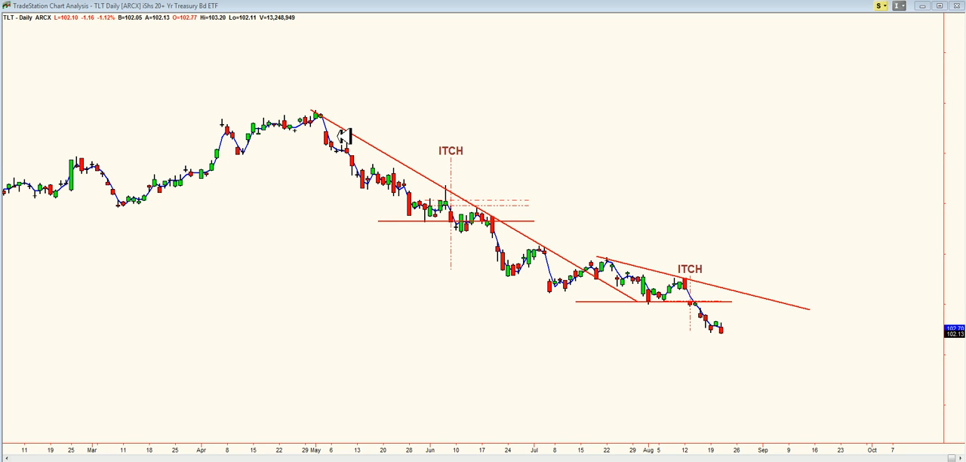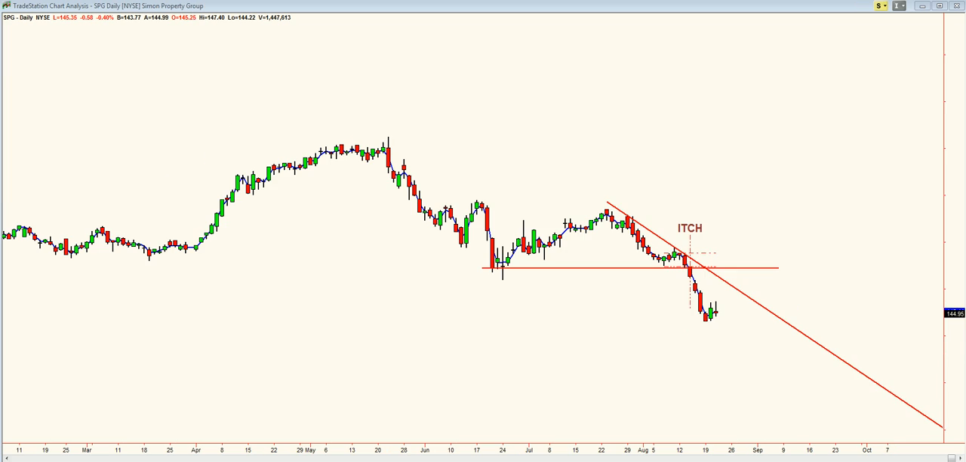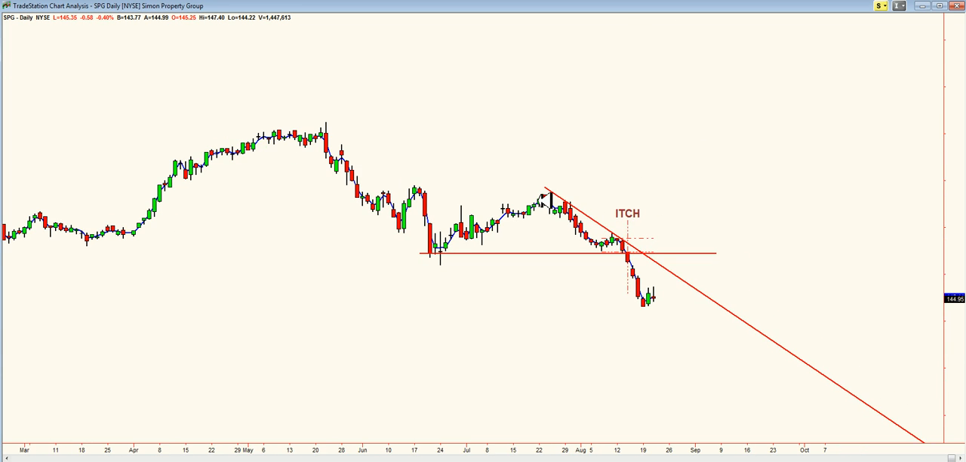This is TLT bonds. We had a nice push down, developed a downtrend, pulled back, broke down again, pulled back, broke down again. This is again June of 2013. This is the bearish itch. Let's take a look at a few more. SPG had a nice down, developed a support line, pulled back, and broke down again in the trend, bearish itch.